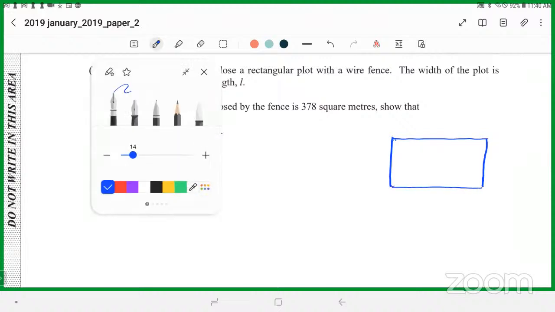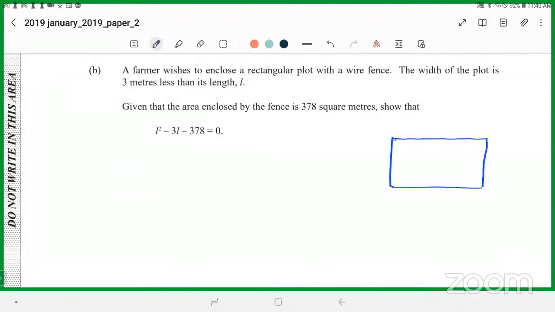So the length is L, but the width is 3 meters less. So the width is L minus 3. And they're telling us that the area is 378 meters squared. So it means that the length times the width is equal to this. That's what I'm going to say, right? Because they're telling us that the area is that.